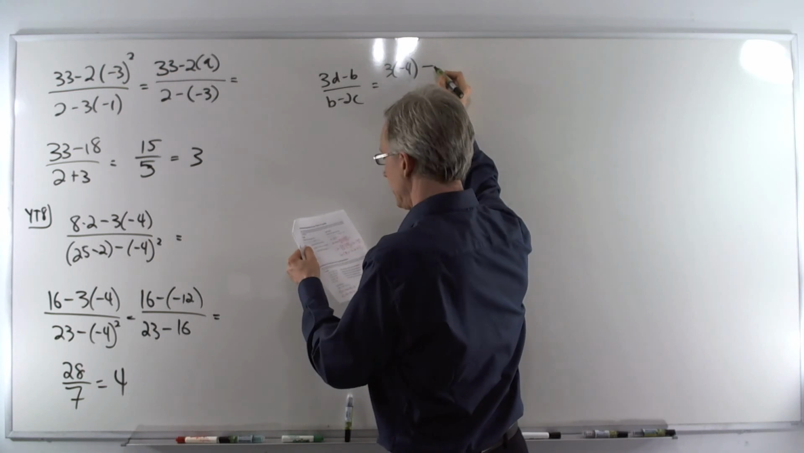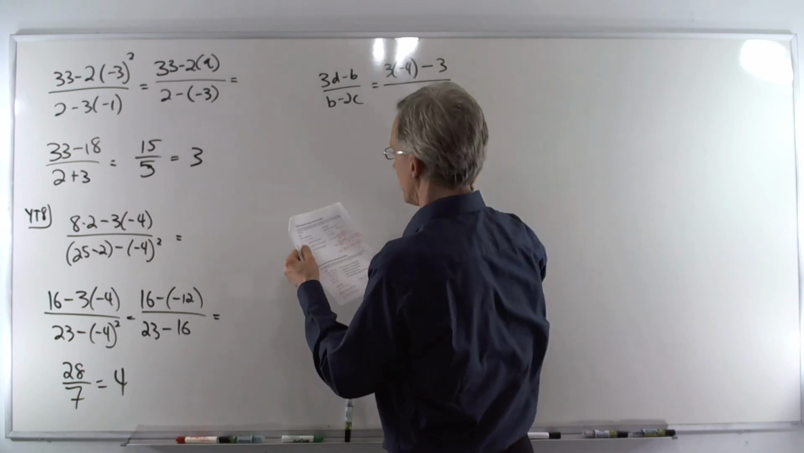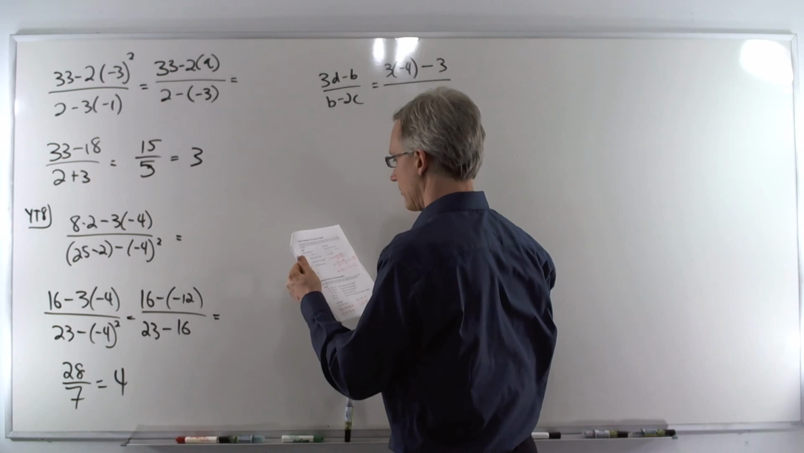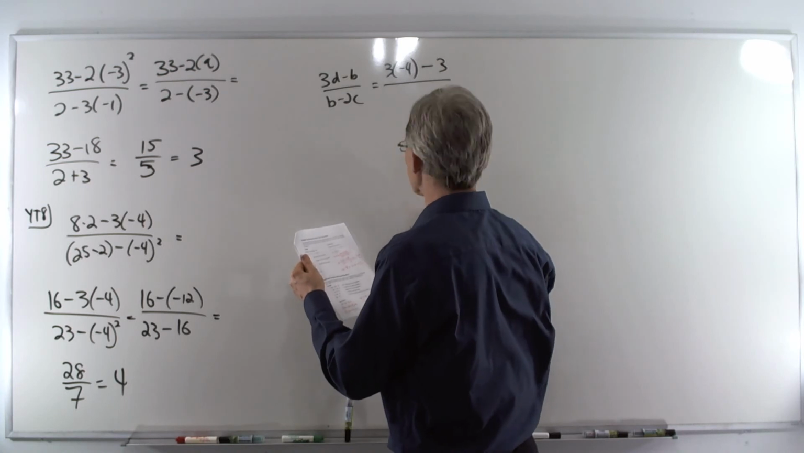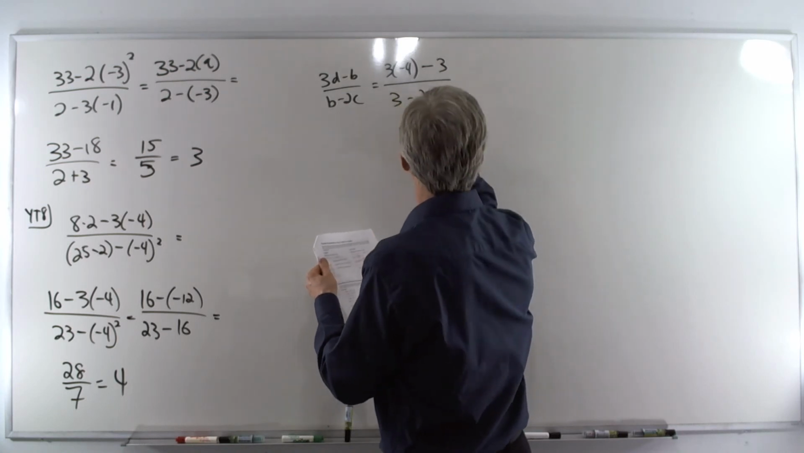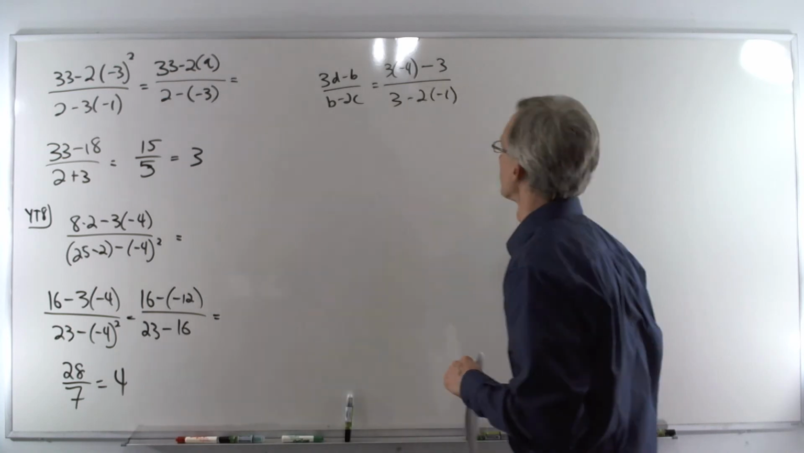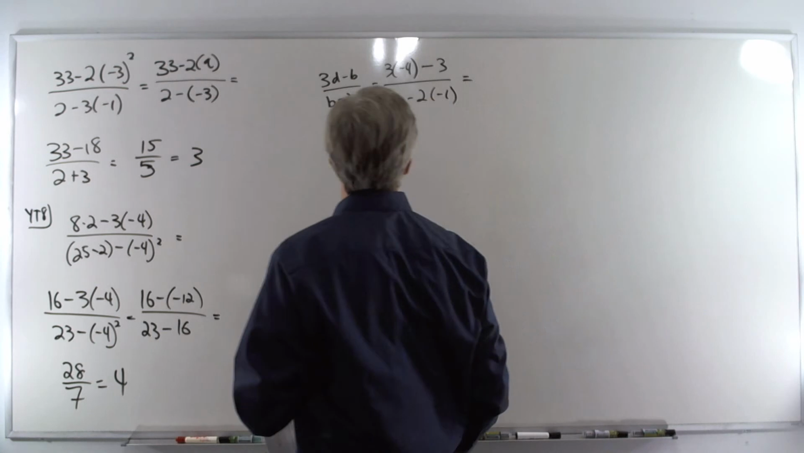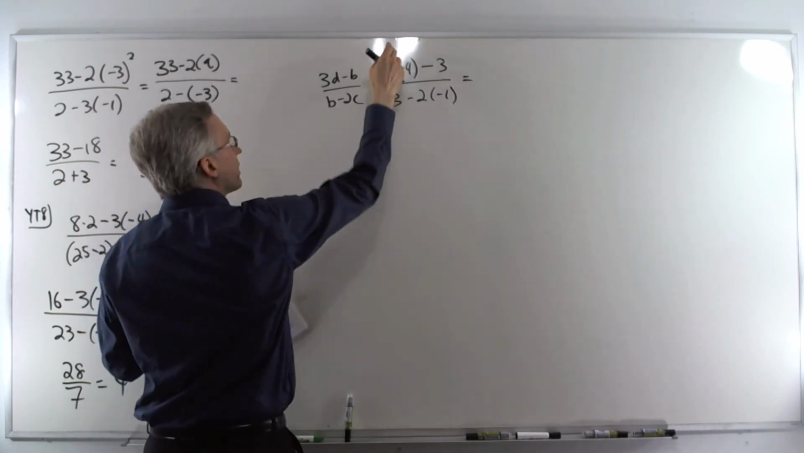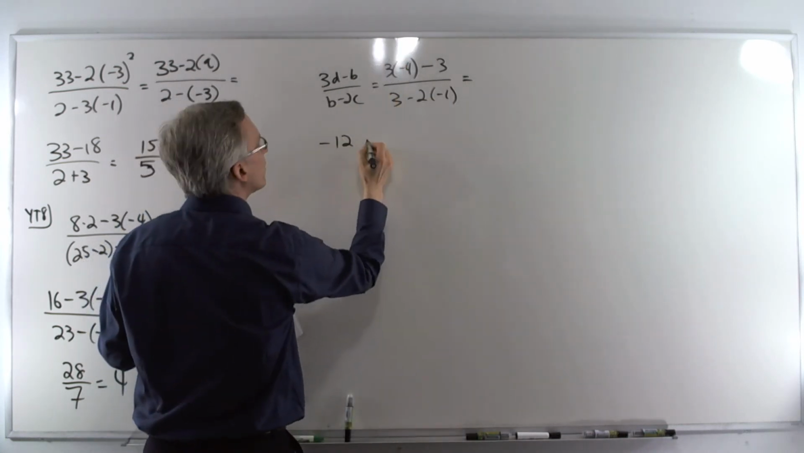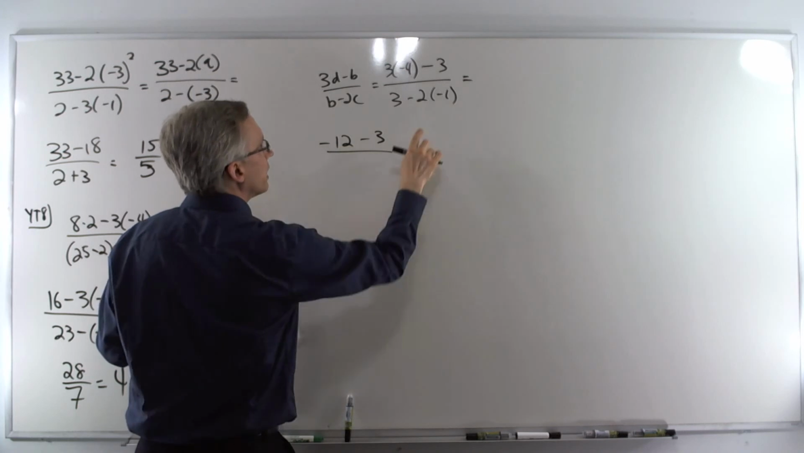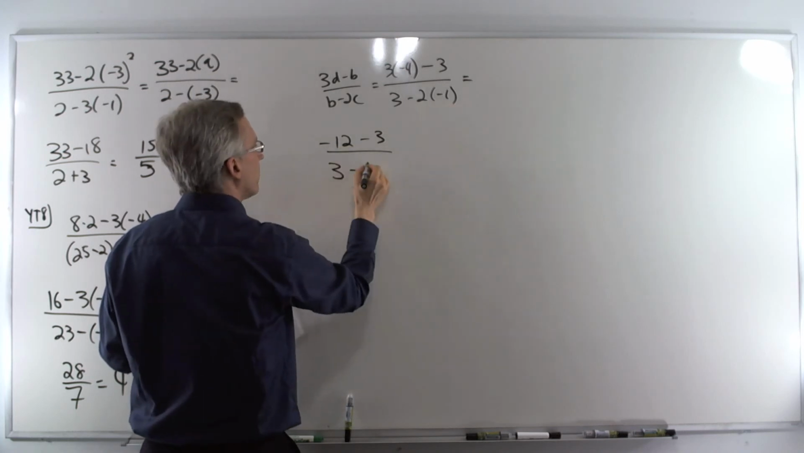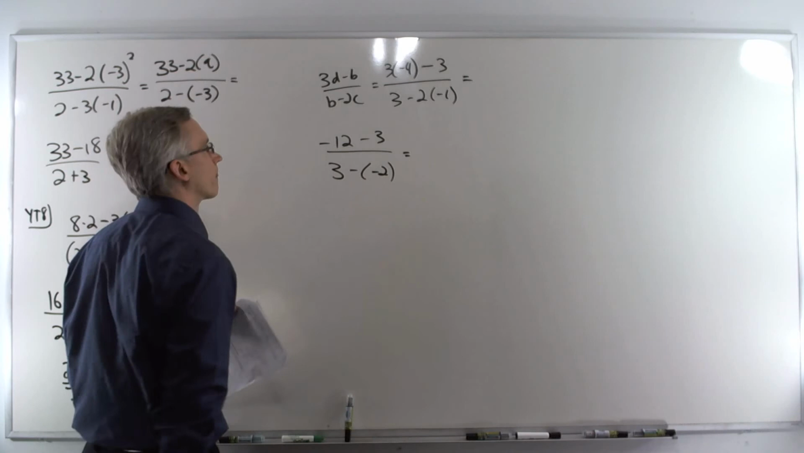3d minus, and b is 3. So minus 3 on top, and on the bottom we've got b is 3, minus 2, and c is negative 1. So 3 minus 2 times negative 1 on the bottom. Now, order of operations, separately to the top and the bottom. Top, we got a multiplication there, so that's negative 12 minus 3. And here we got a multiplication here, so we got 3 minus negative 2.